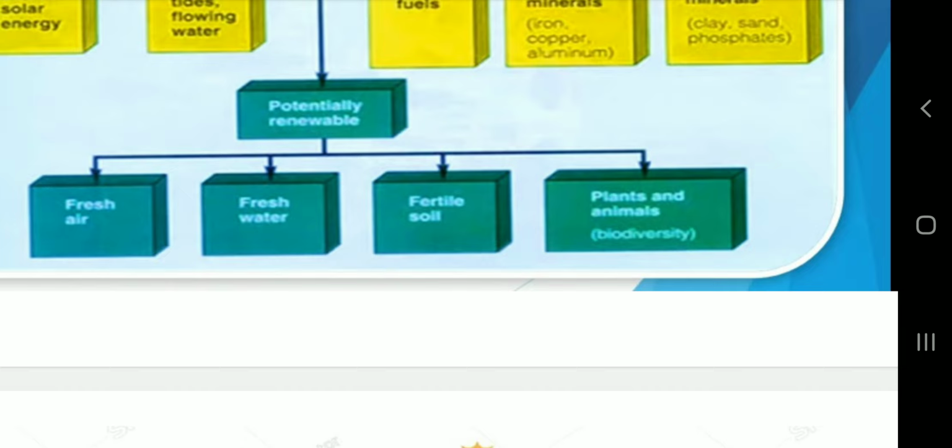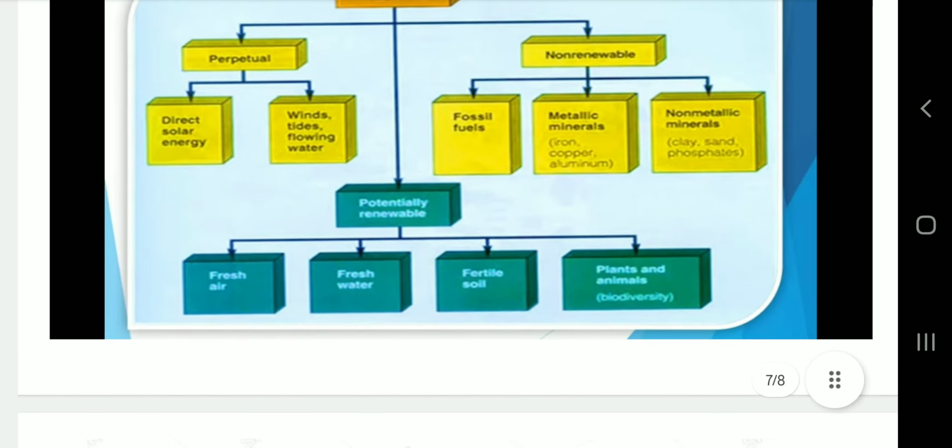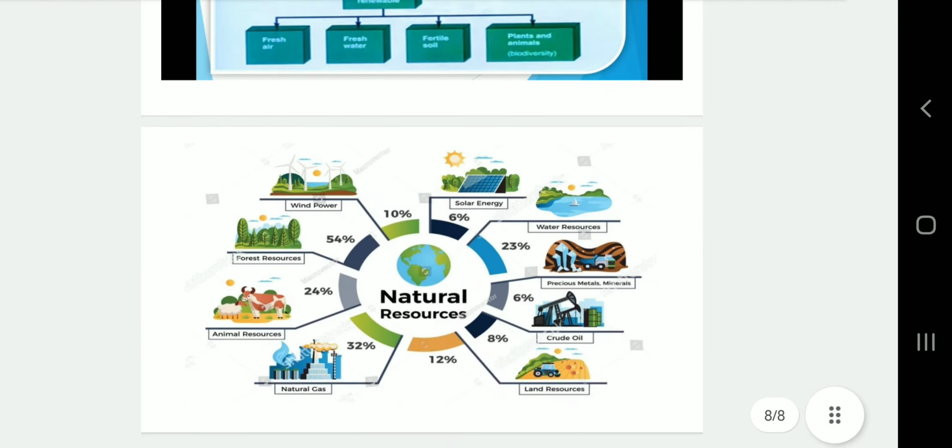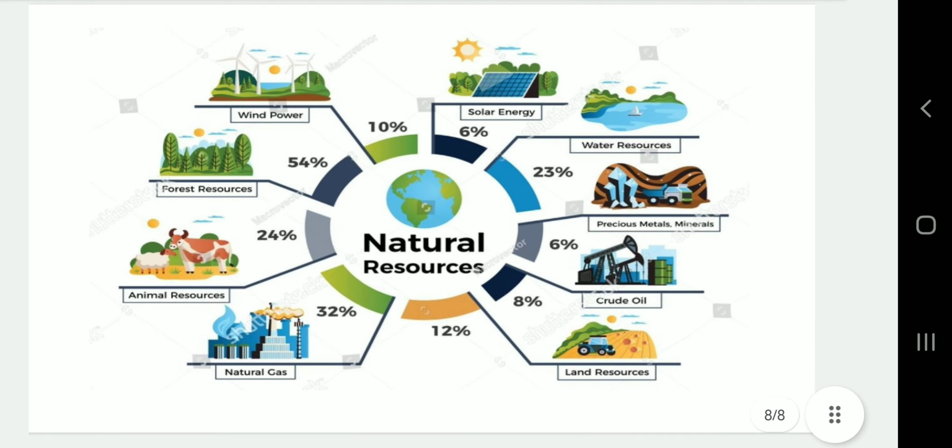Basically the entire category of soil is renewable, but when we talk about fertile soil, it comes under the potentially renewable resource. And plants and animals also, right? Especially when we talk about biodiversity, a particular biodiversity, once we destroy it, it cannot be created. It takes a huge time to regenerate. So these are potentially renewable resources. Basically we have renewable, which is also known as perpetual, then non-renewable, then potentially renewable resource. So this is the distribution.